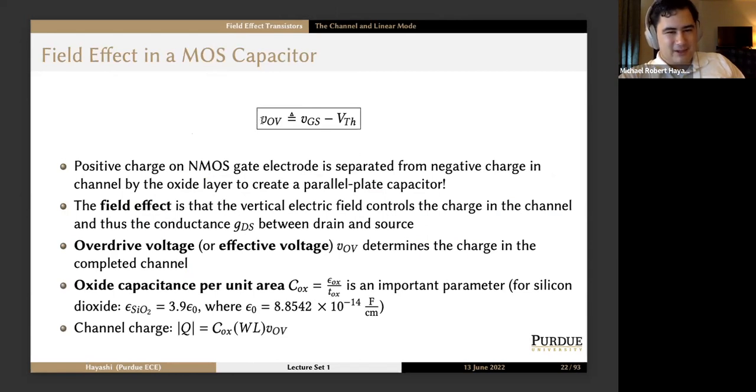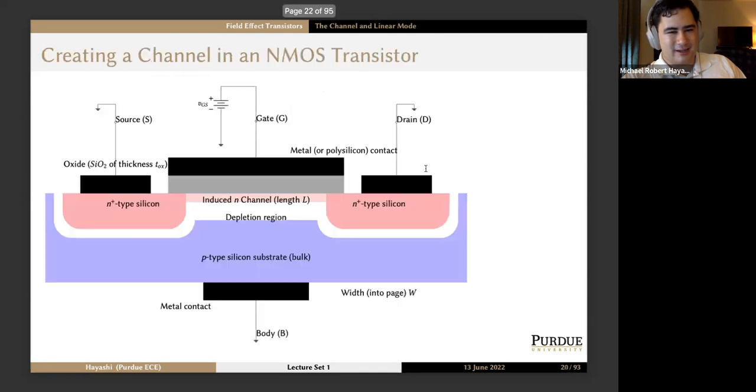We'll define something called the overdrive voltage, VOV, where that's going to be VGS minus VTH for the NMOS transistor. So positive charge on the NMOS gate electrode is separated from the negative charge in the oxide layer. So we can see we're going to get positive charge by this voltage source on the metal, and we've got a whole bunch of negative charge here separated by oxide.